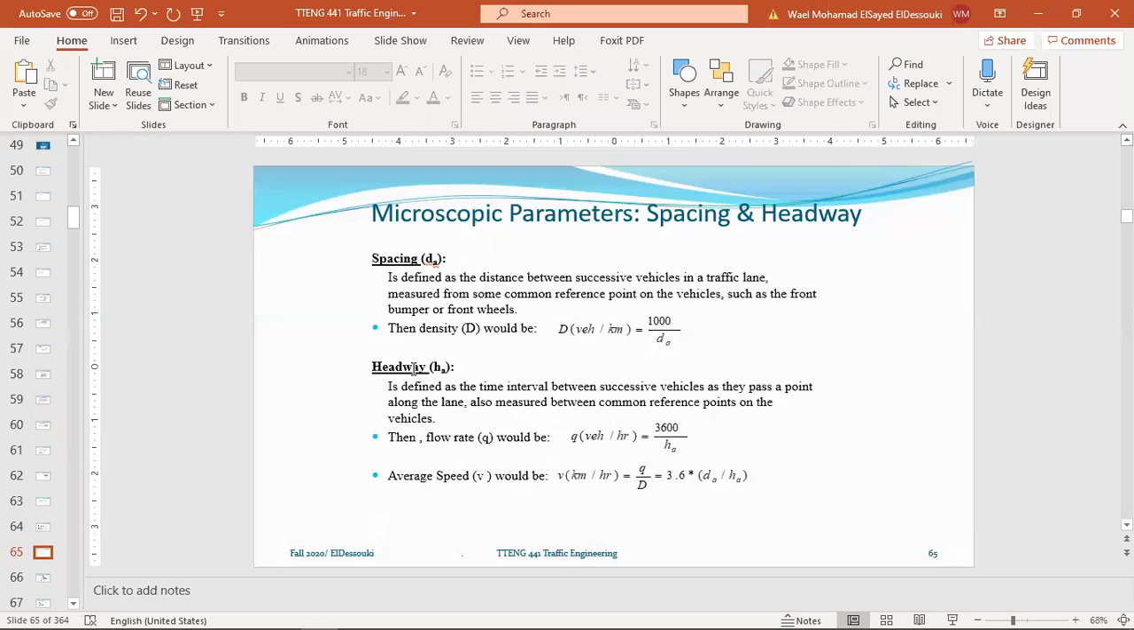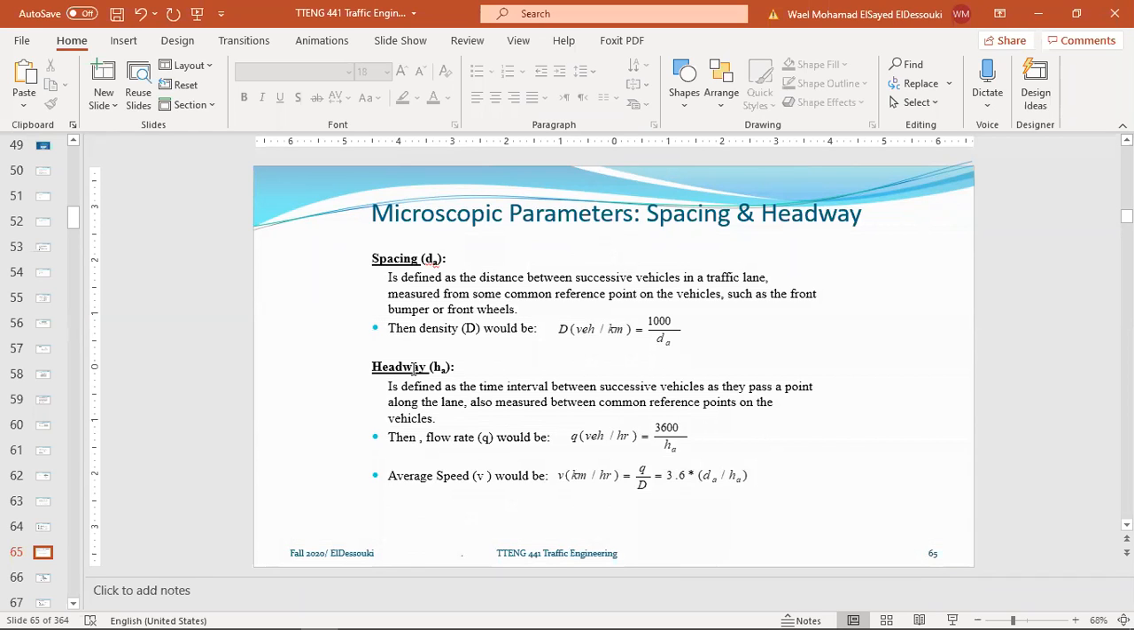So now we are done with the macroscopic parameters. Now we go to the microscopic parameters. The first parameter is spacing. Spacing is defined as the distance between successive vehicles in a traffic lane measured from some common reference point, such as a front bumper or front axle. And if we have this, then the density becomes 1000 divided by the spacing.